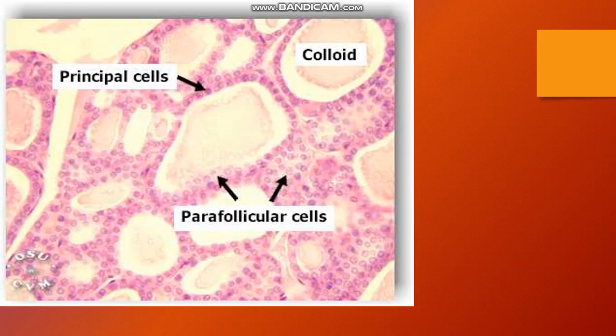I'm talking about calcitonin. Though it is produced by the thyroid gland, it comes from cells known as the parafollicular cells or C cells, and its functions are entirely different from T3 and T4. Looking here, the principal cells line the follicles. Then this is the colloid. Colloid is the gel-like material containing thyroglobulin.